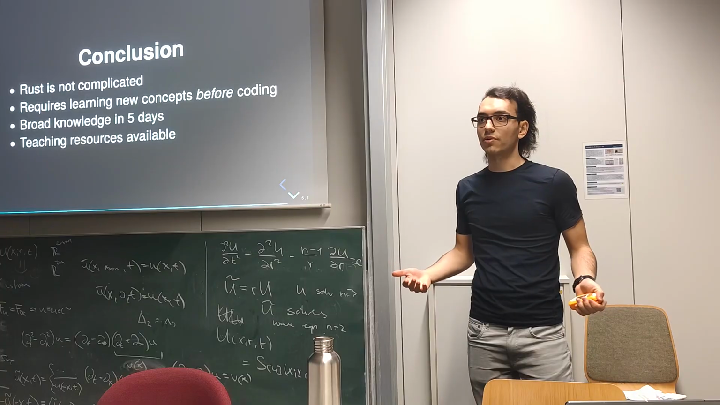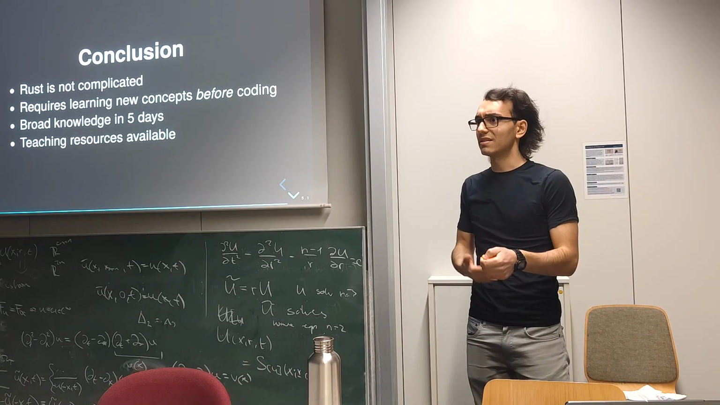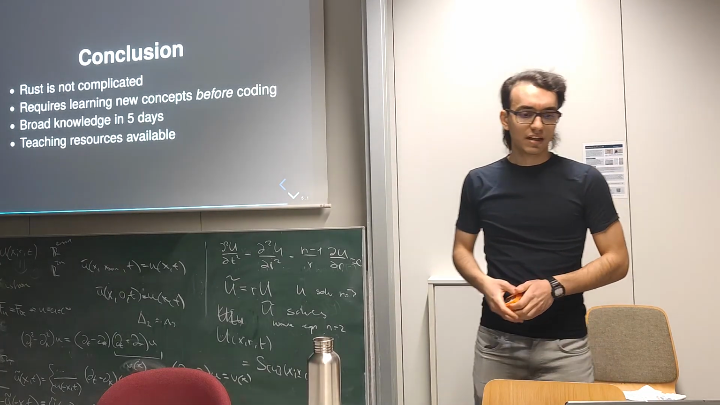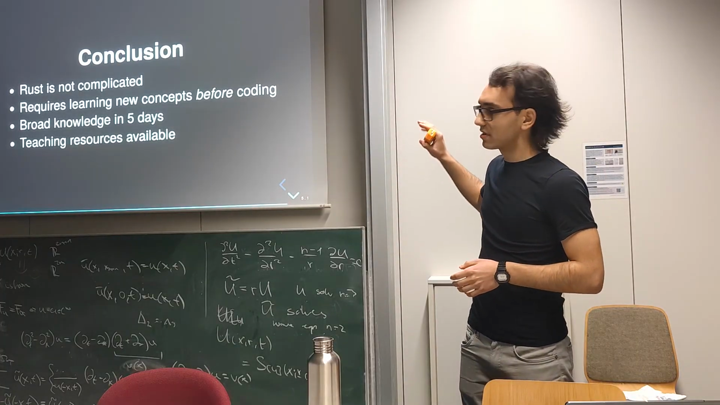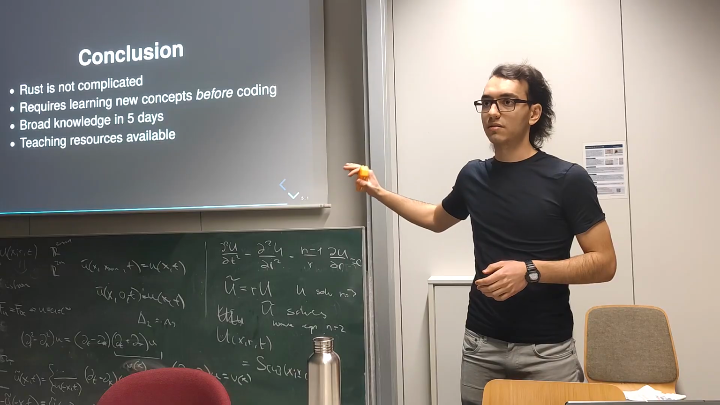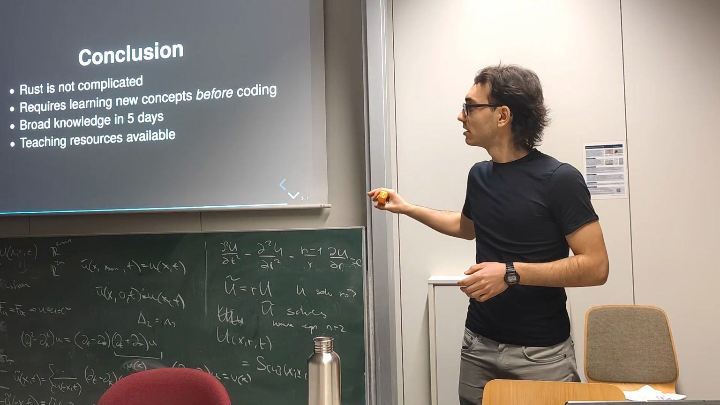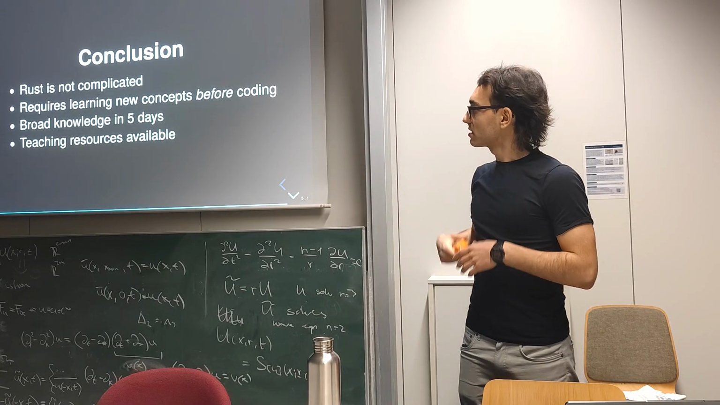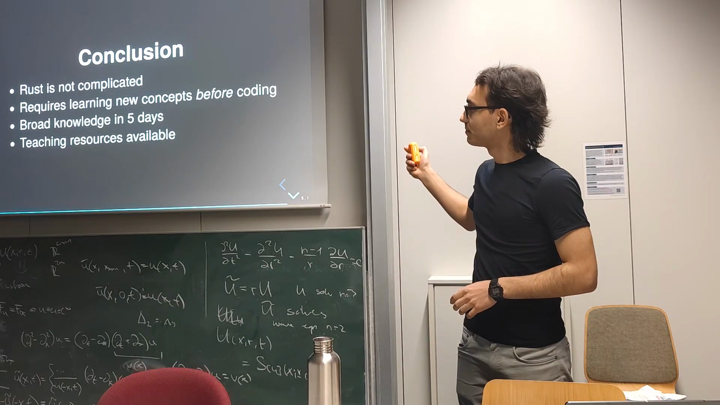What is ownership and borrowing? Why is the compiler telling me that something is moved? First, learn the basics. This is required in Rust. This is not Python. This is not Go. Learn the basics and then start with coding.